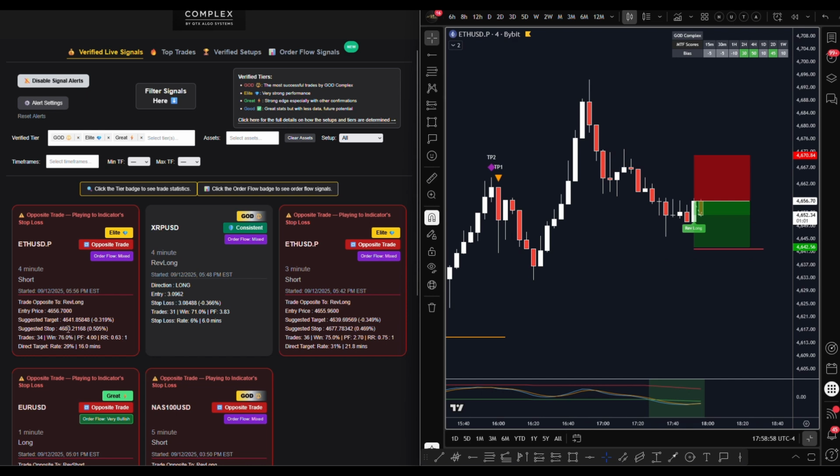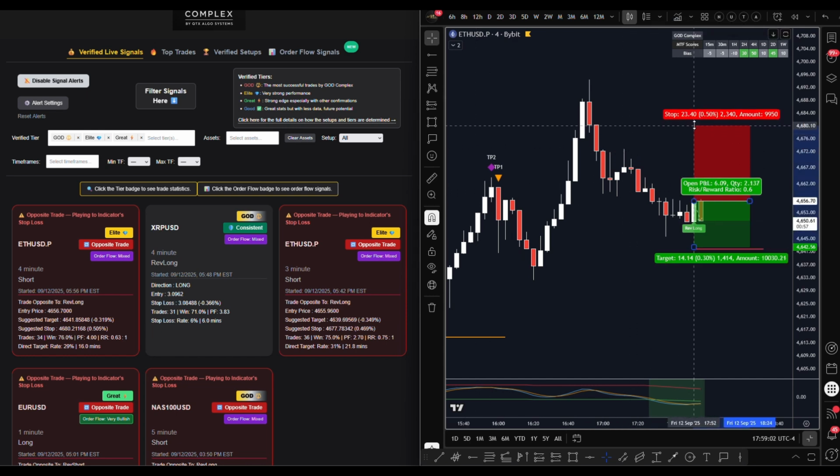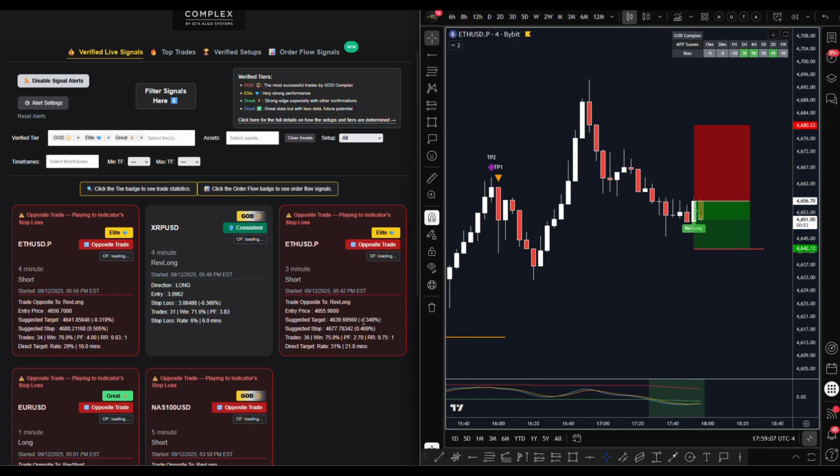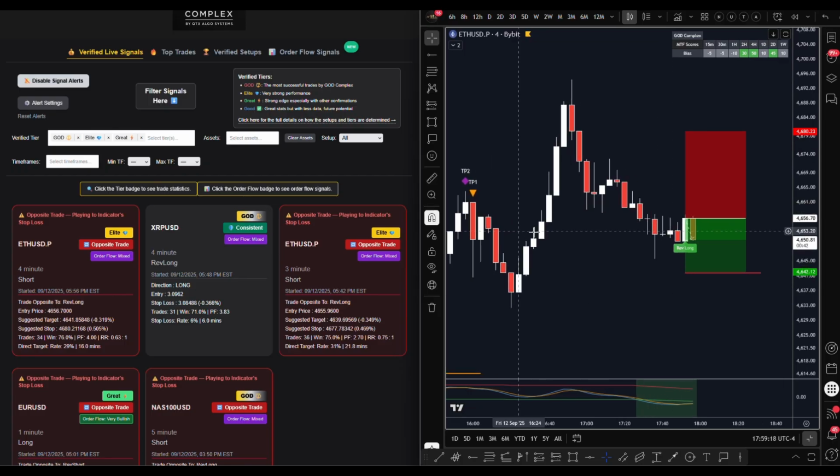I would set my stop. The suggested stop here is 46.80. The target is going to be the stop loss of the indicator. These opposite trades are way more intricate and require a lot more user validation and user ideas to play the trade.